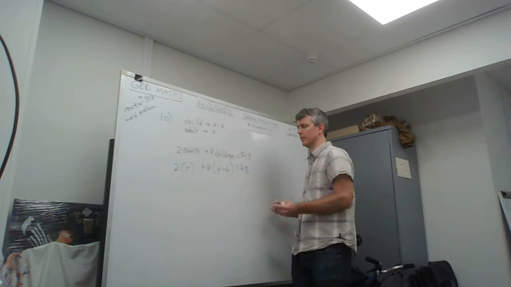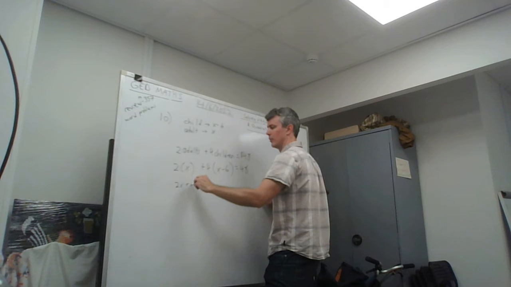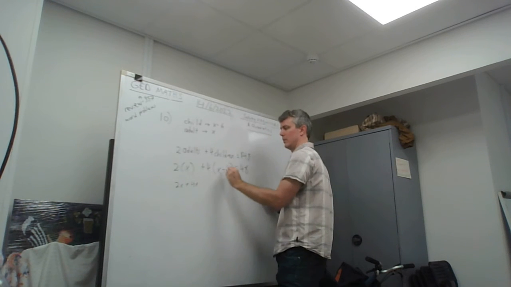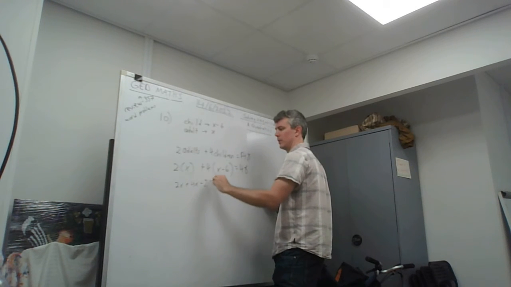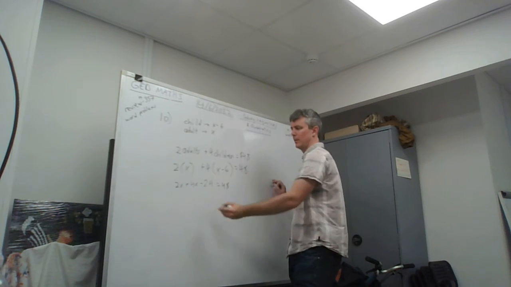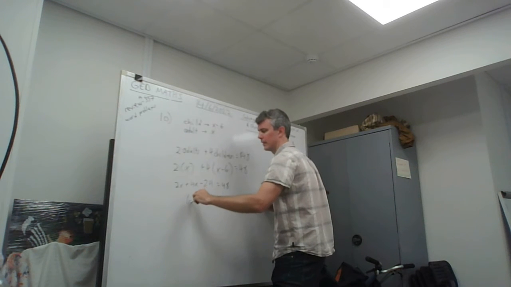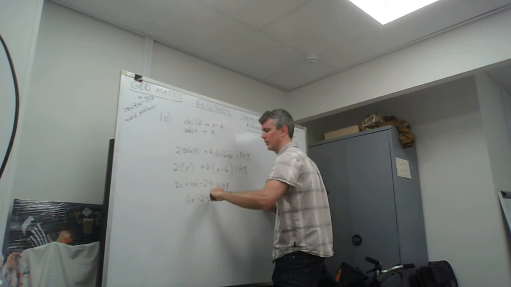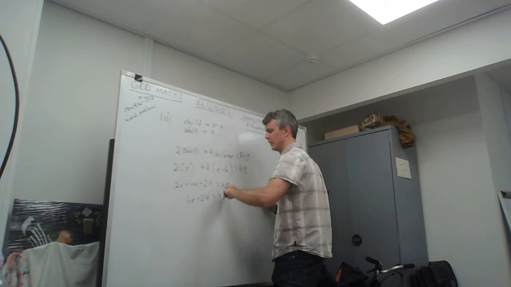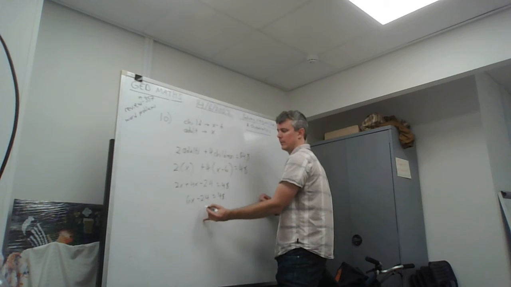So now you need to solve it. So this becomes 2x plus 4x minus 24 equals 48. Okay? 2x plus 4x is 6x, minus 24, equals 48. Okay, now we need to get rid of the 24 on this side, right? To get the 6x by itself.